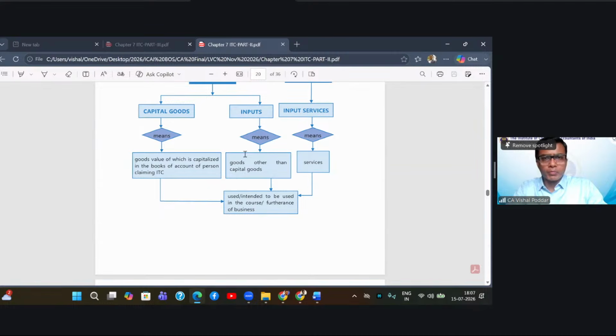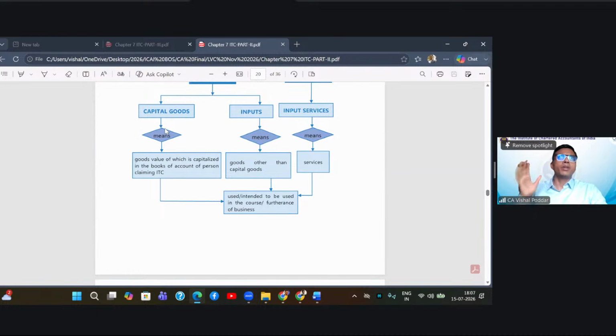So the definition of inputs is other than capital goods. And then on your inward side, whatever services you are procuring for running your business are all called input services. Now, these three are the inward side items which you are procuring, and at the time of procuring you are paying GST on that, which you want to claim as ITC.